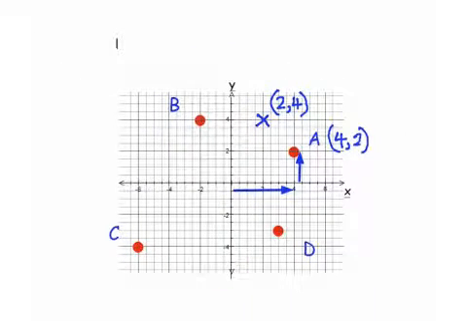Now let's look at point B. To find the x-coordinate, we move from the origin 2 units to the left, which means it's a negative x value, i.e. negative 2. To find the y-coordinate, we move above the origin 4 units, which means it's a positive y value, i.e. 4 or positive 4. Hence, the coordinates of B are (-2, 4).